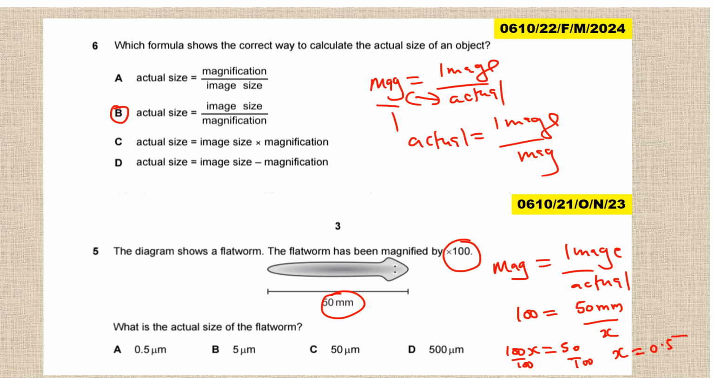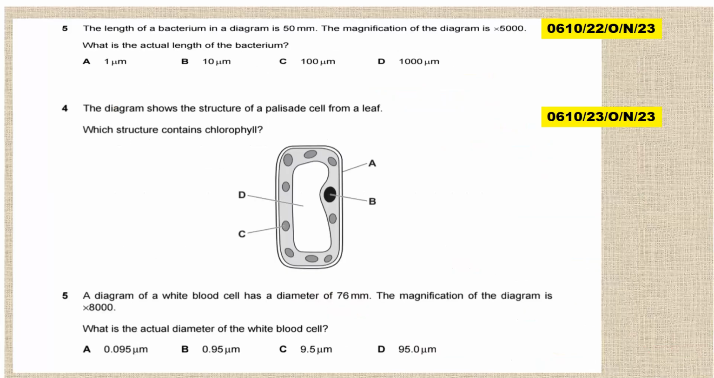Now, 0.5 is in millimeters, so you need to convert it to micrometers. Multiply that by 1,000. It's going to give us 500. And the answer is D. Don't forget to convert. Don't forget to pay attention to the units, micrometer and millimeter.